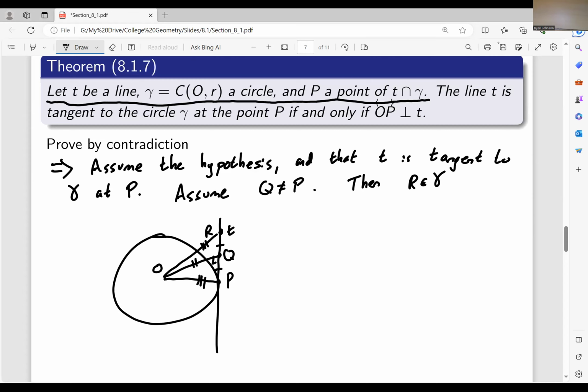However, that contradicts that P is tangent, because to be tangent, the line has to only intersect once. So this contradicts tangency.